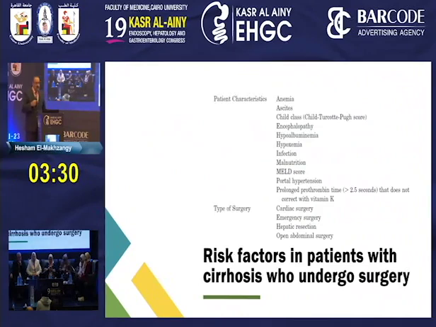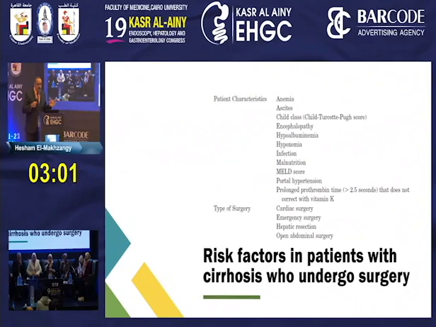Now, these are the risk factors in patients with cirrhosis who undergo surgery. There are things in the patient and things in the surgery itself. So patient characteristics are the presence of anemia, ascites, the Child-Pugh score, the MELD score, the presence of encephalopathy, hypoalbuminemia, hypoxemia, presence of active ongoing infection, malnutrition, portal hypertension, and prolonged INR.